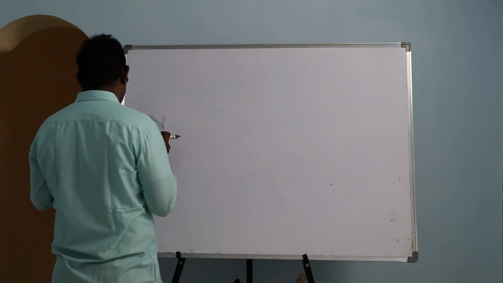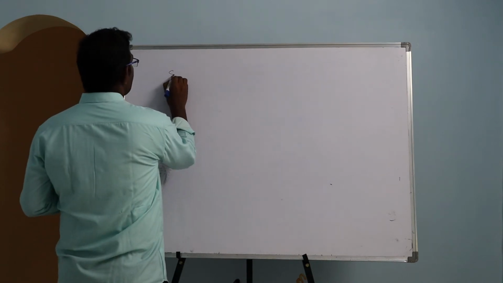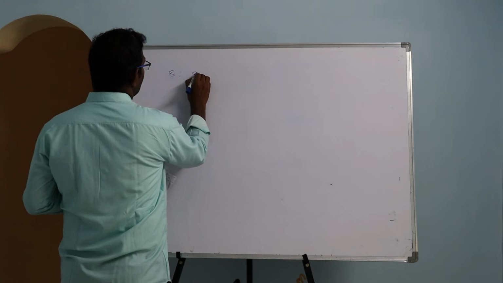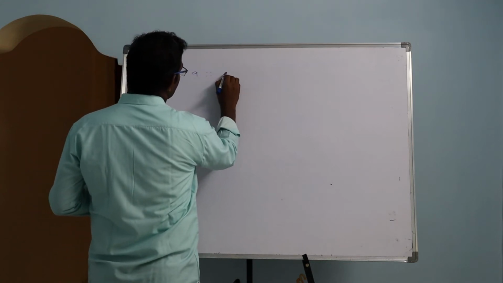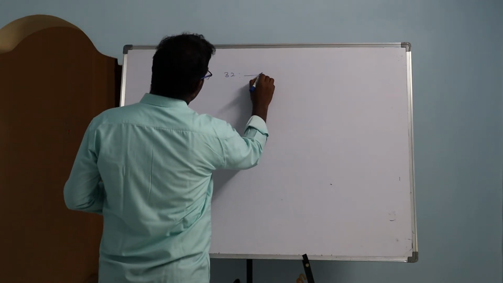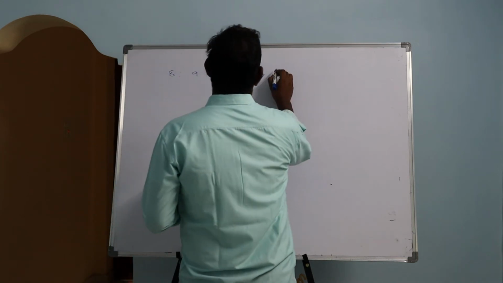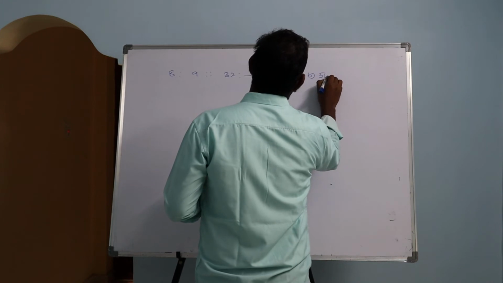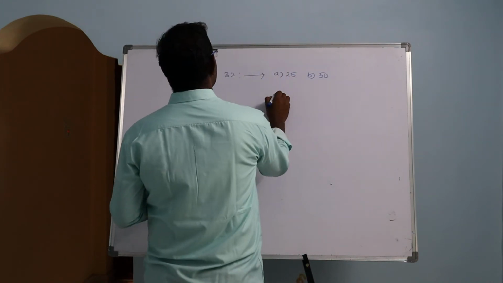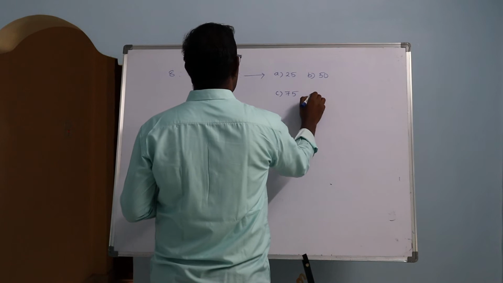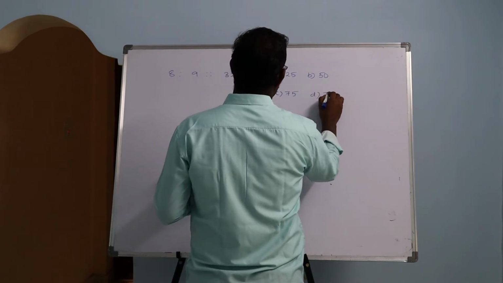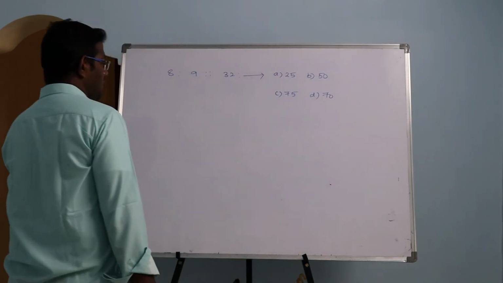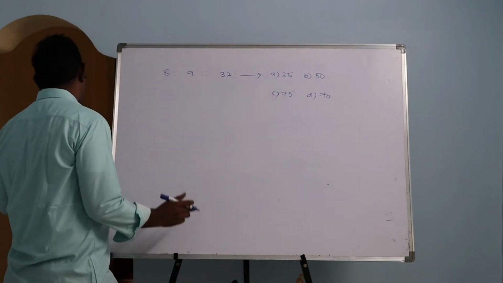Right, next bit, sir. 8 is 9 as 32 is dash. Option A is 25, option B is 50, option C is 75, option D is 70. Next bit.